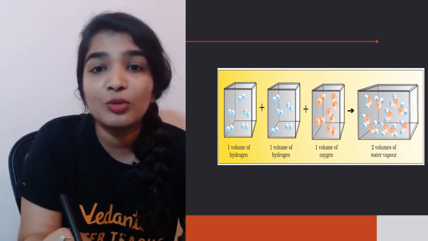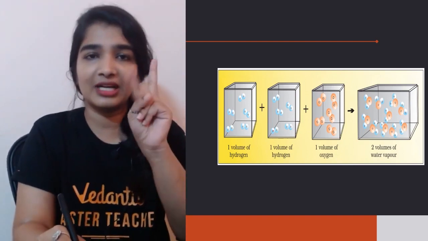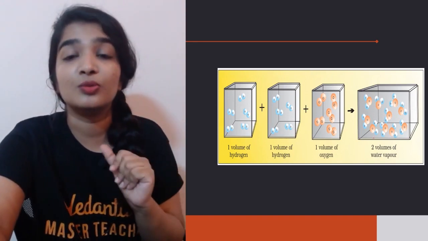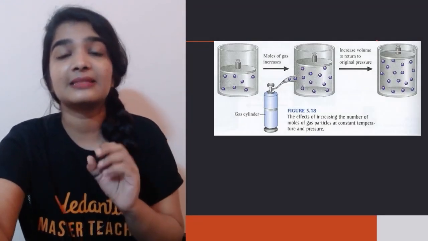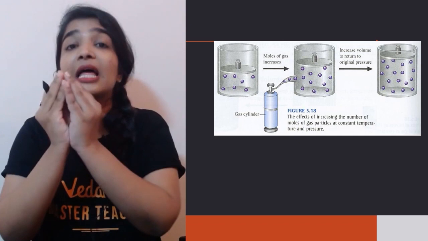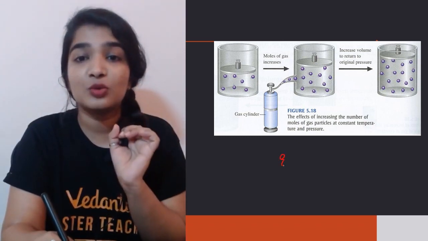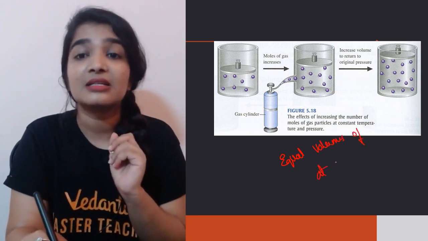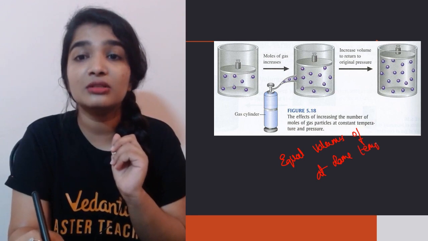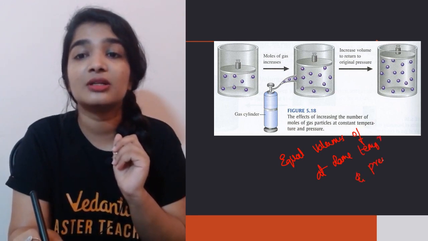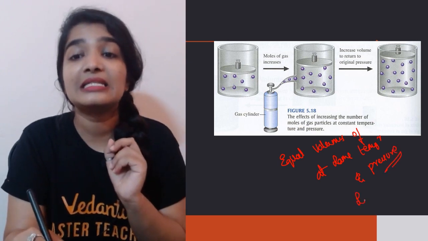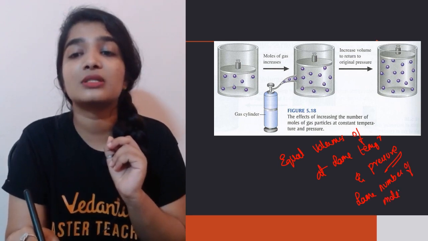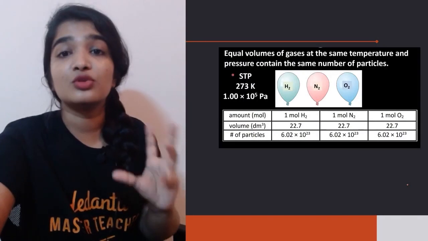Okay, so 1 volume of hydrogen plus 1 volume of hydrogen, because we are taking 2 volumes of hydrogen, and 1 volume of oxygen, you will get 2 volumes of water vapor. But what the law states is, when you take equal volumes of different gases at same temperature and pressure, they will contain the same number of molecules. So this is what Avogadro's law states.